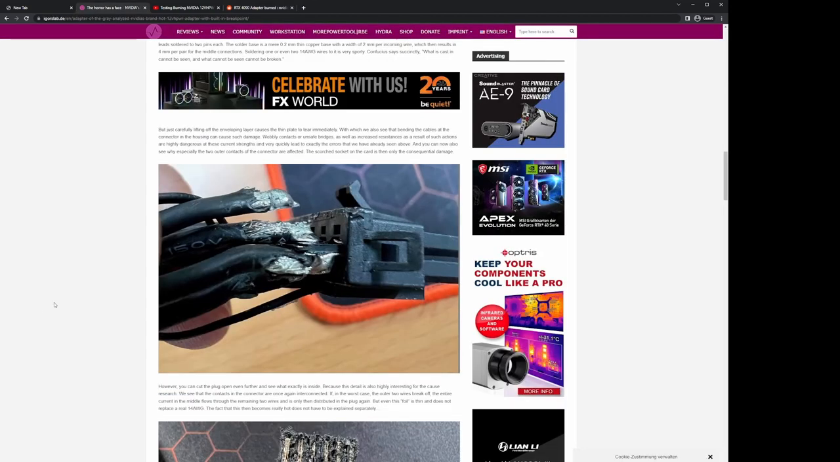Well, the key thing you need to look at is Igor's Lab. In his article, he shows the burned cable. If you look at this picture, it says 150V on it. That is a weaker cable than what Gamers Nexus has shown. It's like half the spec, so of course there could be an issue with it.